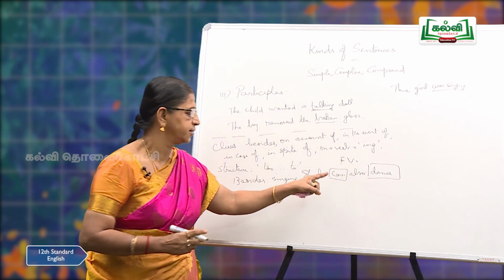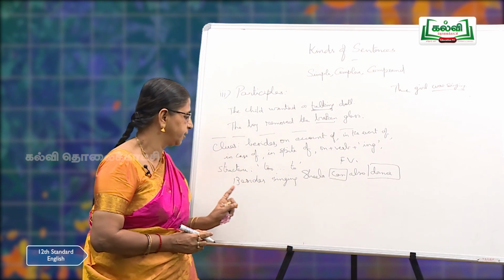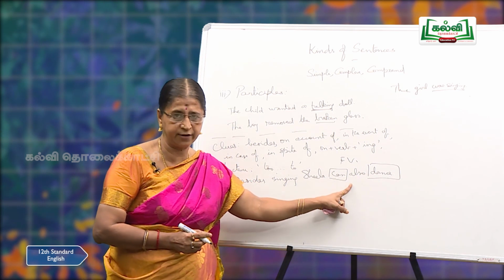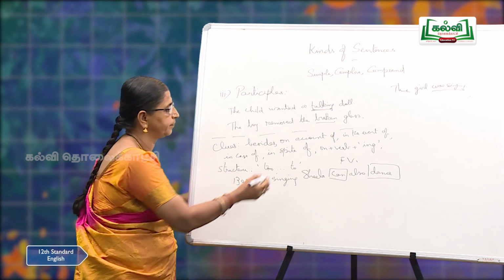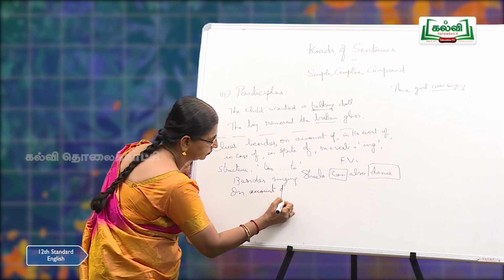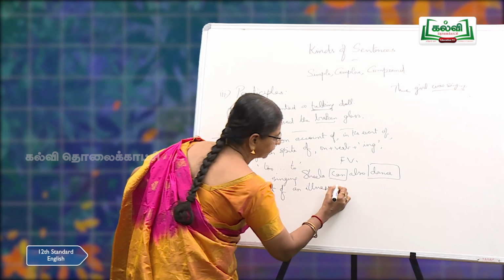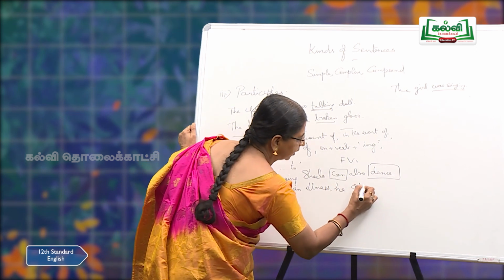Did you get my point? So, this shows her ability to dance. So, can dance is the finite verb. So, this sentence has only one finite verb. So, it is a simple sentence. Now, consider this: on account of an illness, he applied for leave.